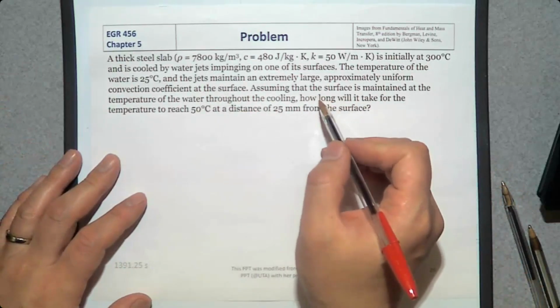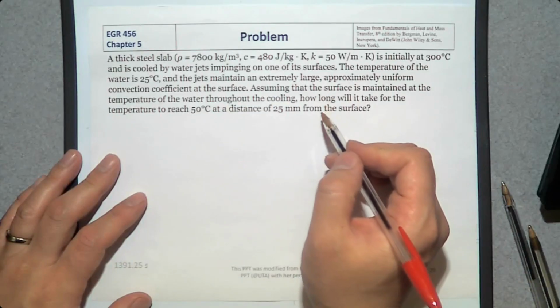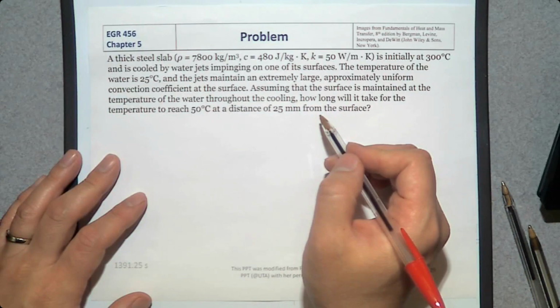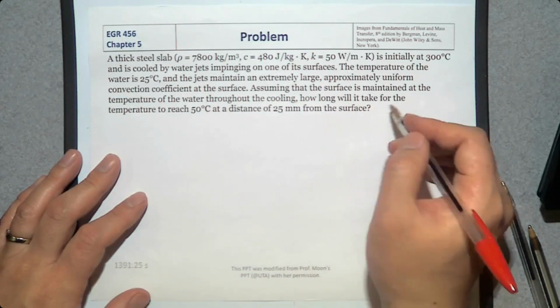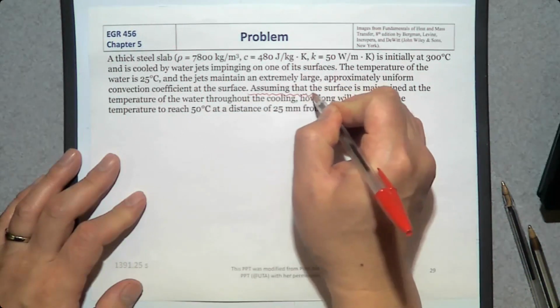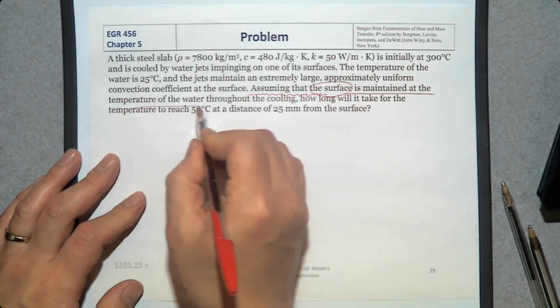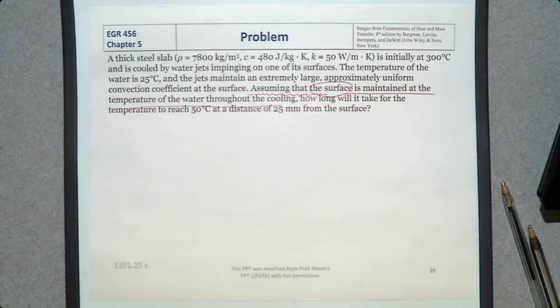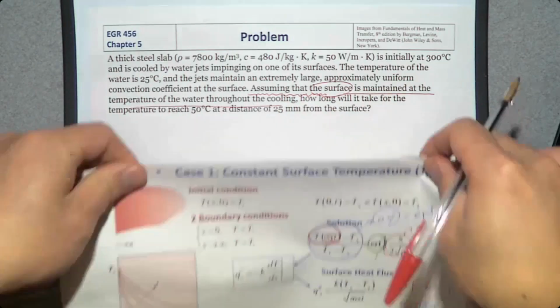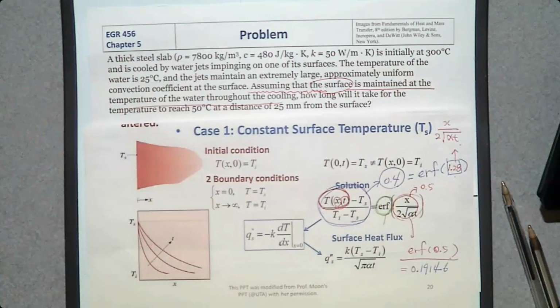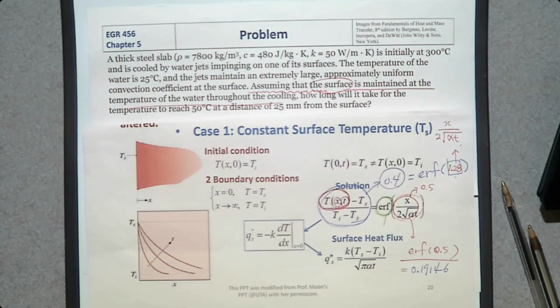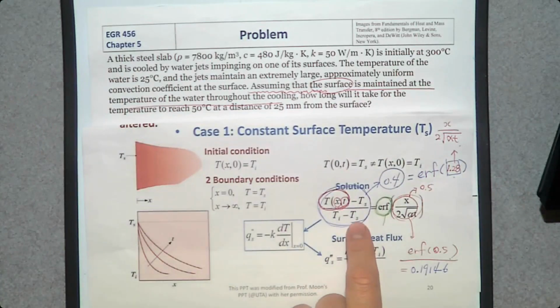If you look at this, it says here is the information, assuming that the surface is maintained at the temperature of the water. So it's a constant surface temperature boundary condition whose temperature equation is given here. So we are going to use this equation. So let me write this equation here.